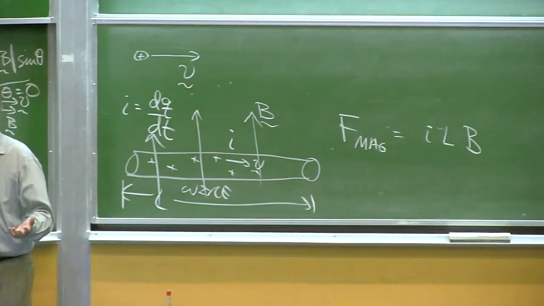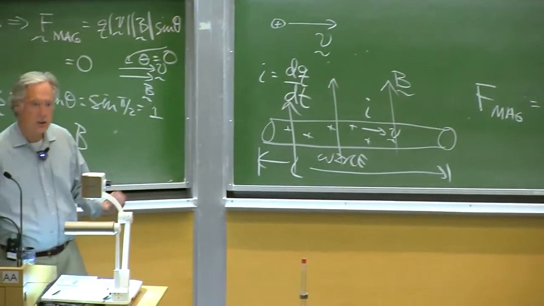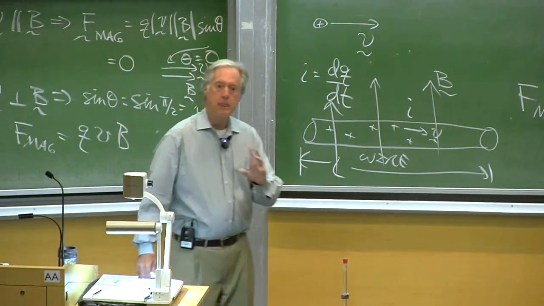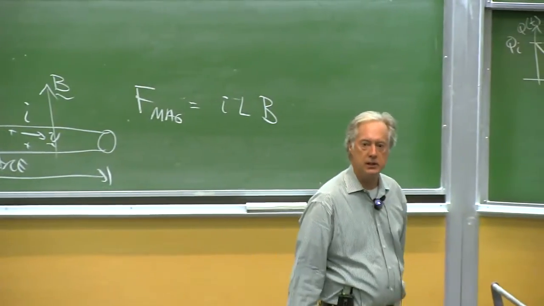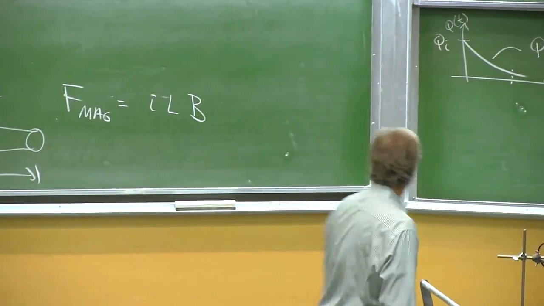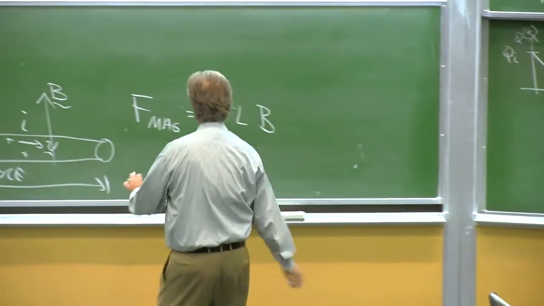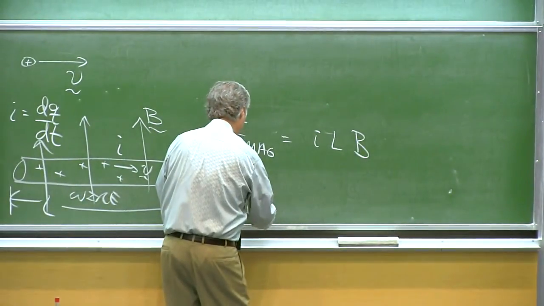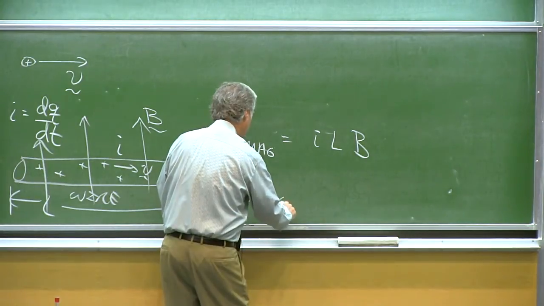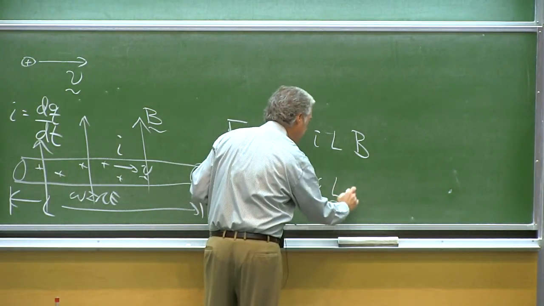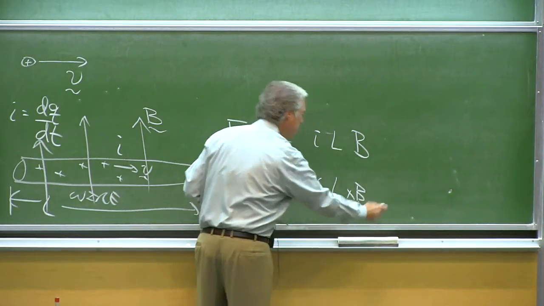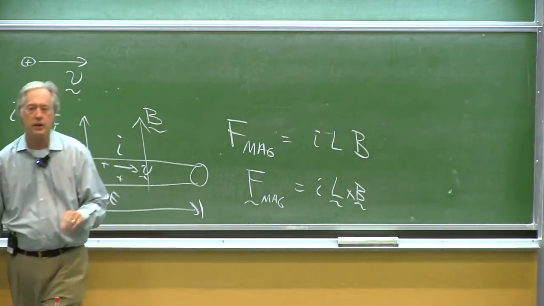That has the velocity in it, the total charge that's in it, and the magnetic field. But does that equation have the direction? No, this is just a scalar equation. So we have to think now a little bit more. F mag is going to be I times L cross B, if you want to do it that way.